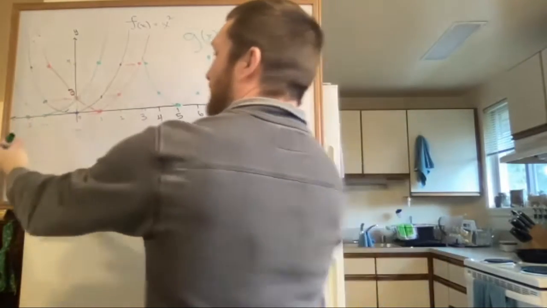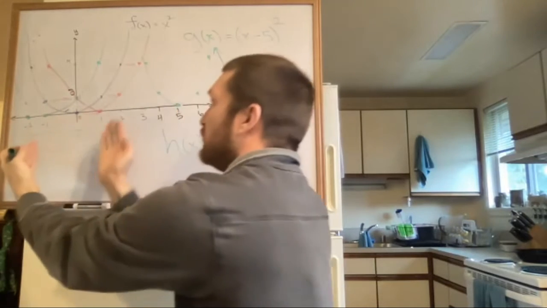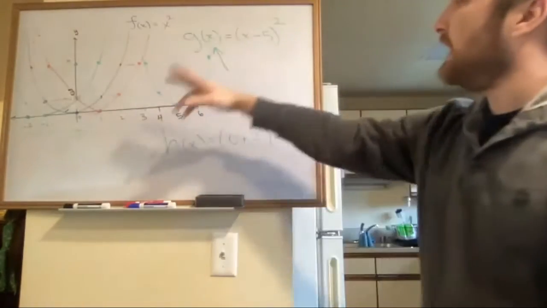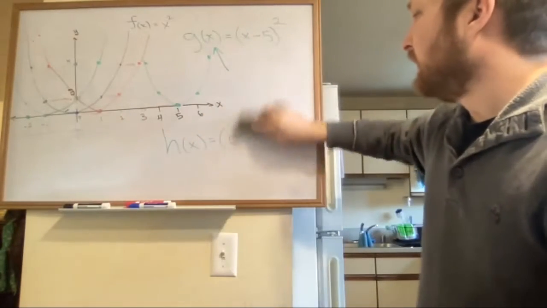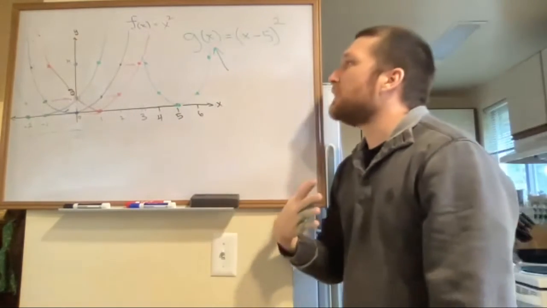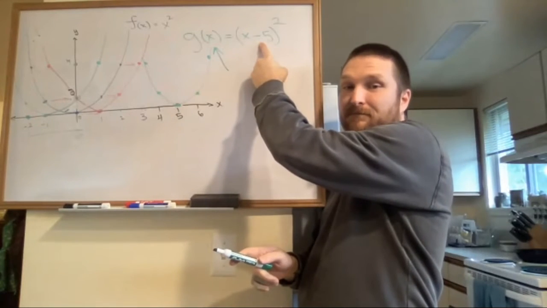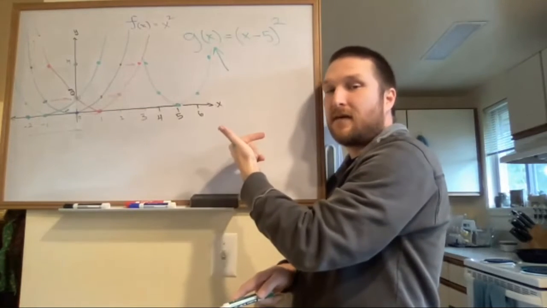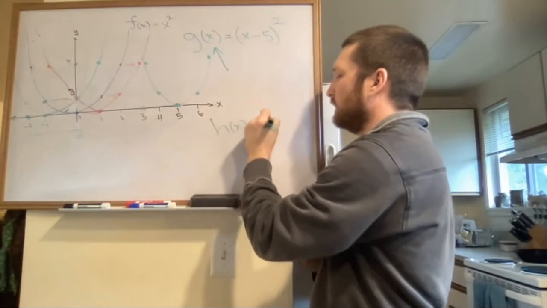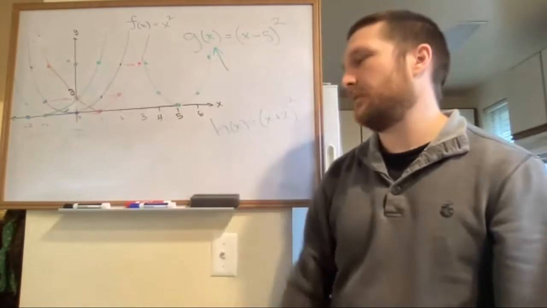Going from wherever the vertex is over 1 brings you up 1. Going from where the vertex is over 2 brings you up to 4. And so on and so forth. And that, I think, at least helps me to believe that subtracting from an input moves it to the right, and adding to an input shifts it to the left.